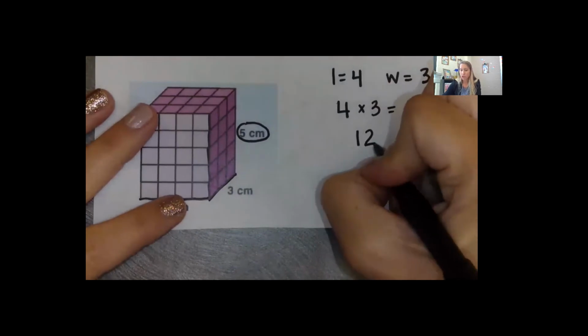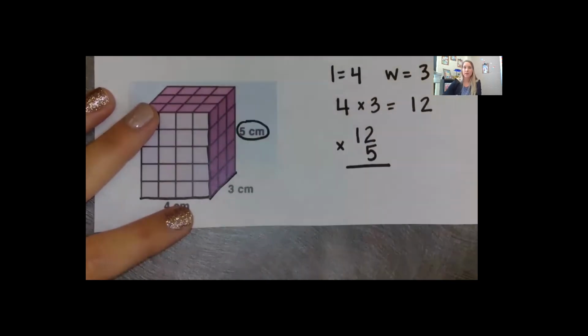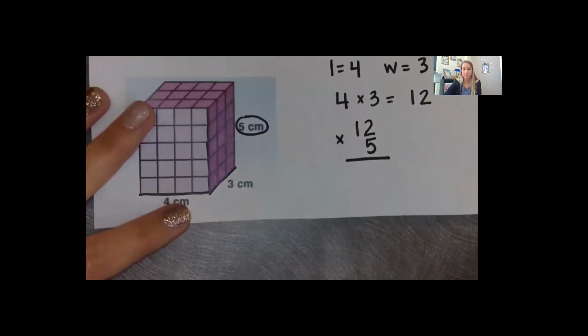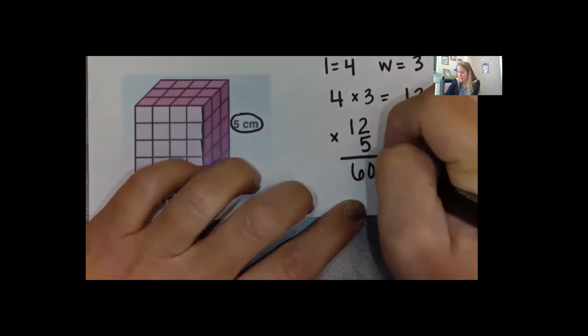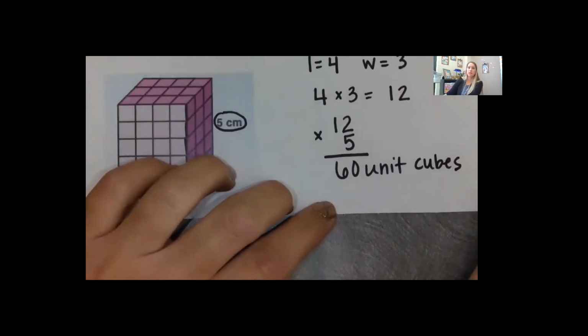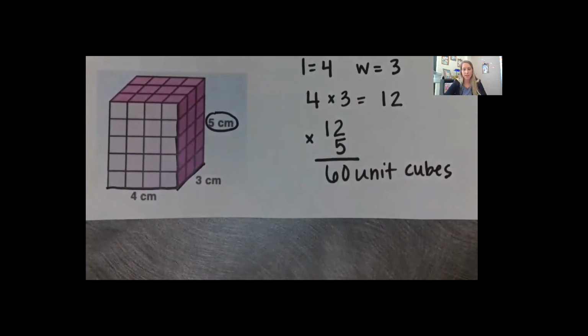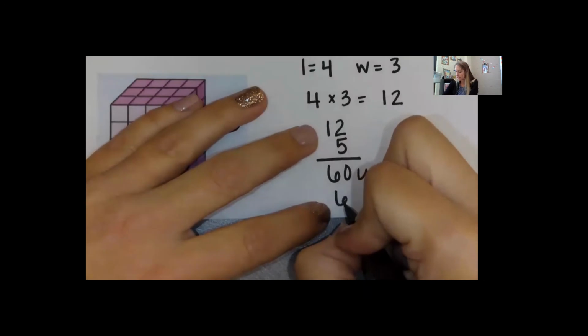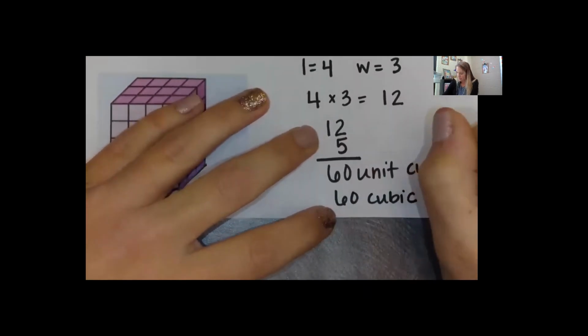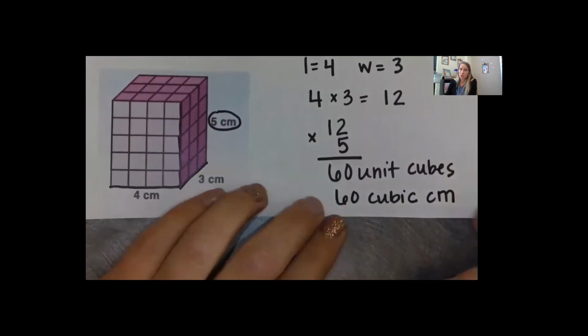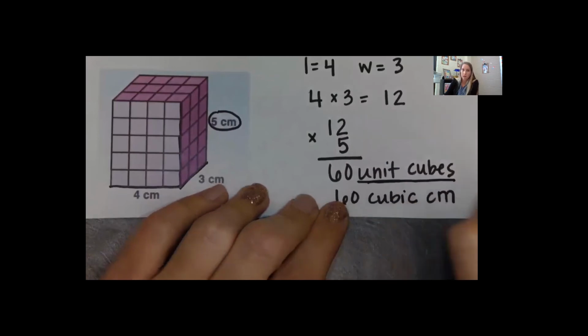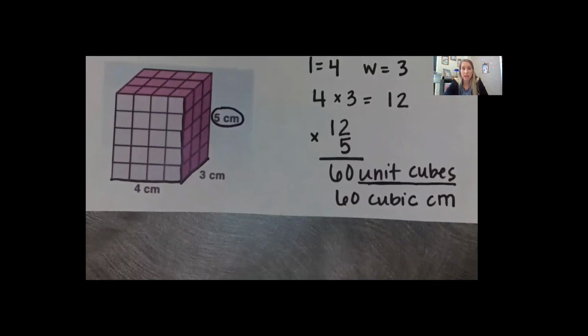And so 12 cubes in each layer times 5 layers equals how many unit cubes in the entire rectangular prism? That's right. There are 60 unit cubes that make up this prism. And so if there are 60 unit cubes in this prism, what would we say the volume of the prism is? Yes, the volume is 60 cubic centimeters. And you'll notice here I wrote unit cubes. Those unit cubes, though, are what dimensions for this problem? You're right, we're using the unit centimeters.